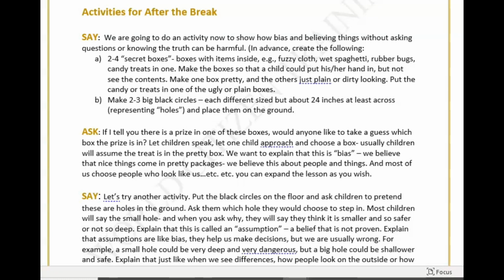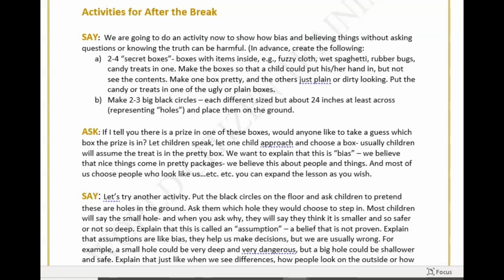So depending how many children you have, you might make several boxes, but we have a box, and inside the box we've got fuzzy cloth, wet spaghetti, rubber bugs, candy, and we're going to make the boxes so that the child could put his or her hand in, but that they can't see the contents. We're going to make one box pretty, the others will be just plain, maybe one will look dirty or kind of wrinkled or crumpled up, bent maybe. And we're going to put the candy or treats in one of the ugly or plain boxes.